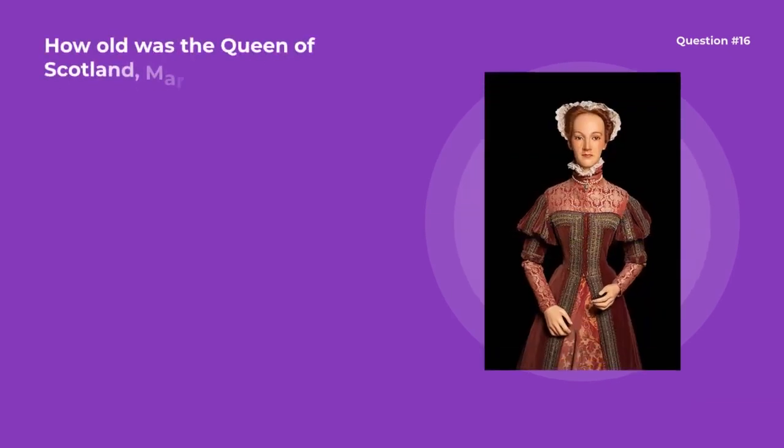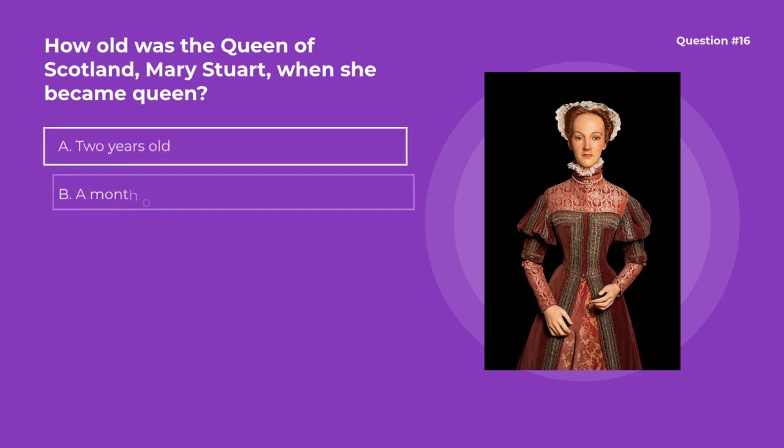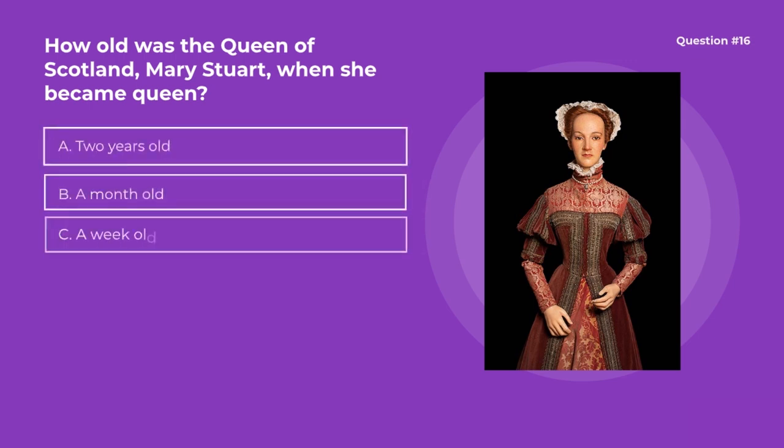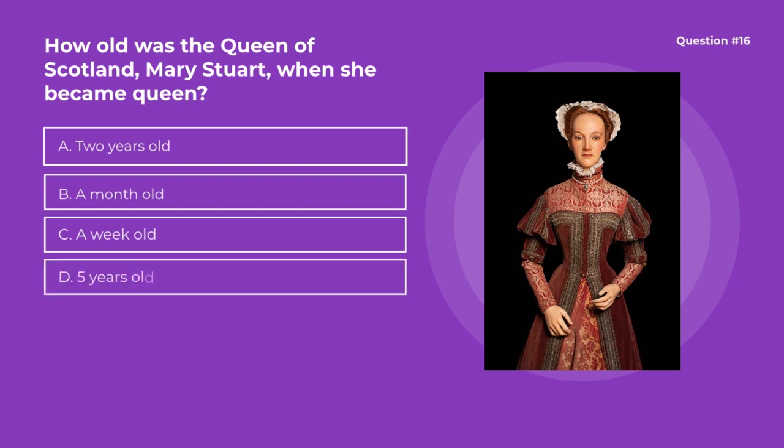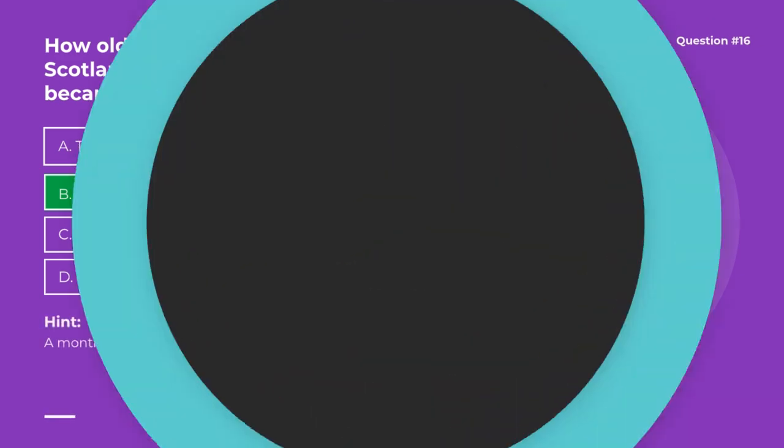Question number 14. How old was the Queen of Scotland, Mary Stuart, when she became Queen? Options are A. 2 years old, B. a month old, C. a week old, D. 5 years old. Correct option is B. a month old. Mary became Queen shortly after birth.